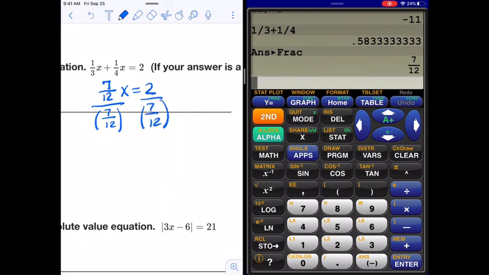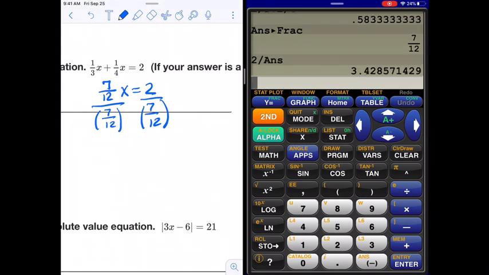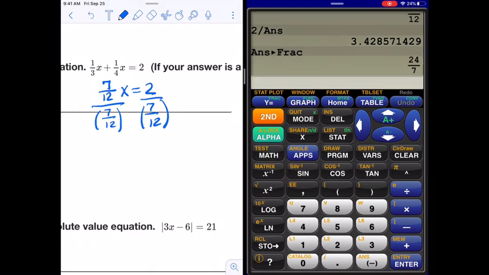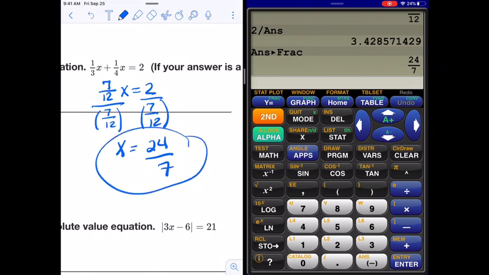Now I have a shortcut on my calculator. I can go 2 divided by, I'm going to hit second, which is this orange key up here. And then I'm going to hit, do you see the negative key down here, how the orange says ANS? That stands for answer. So I'm going to hit that, and what that does is it does 2 divided by the answer above, so you don't have to worry about putting parentheses. It just quickens the keys that you have to type in. So you get that. I'm going to hit math, enter, enter, and you get x equals 24/7.